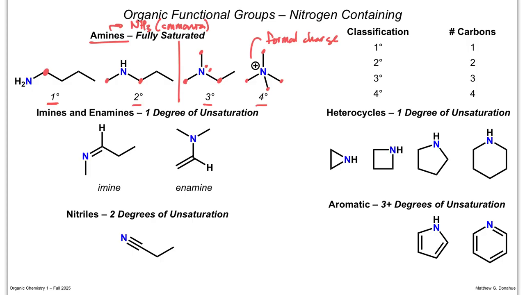What is the deviation from the normal bonding pattern? Again, nitrogen has 3 bonds and a lone pair. That gives it the octet. This now has 4 bonds, so it's not the normal pattern, so we have to account for that with a formal charge. So here are the amine classification systems based on the number of attached carbons.